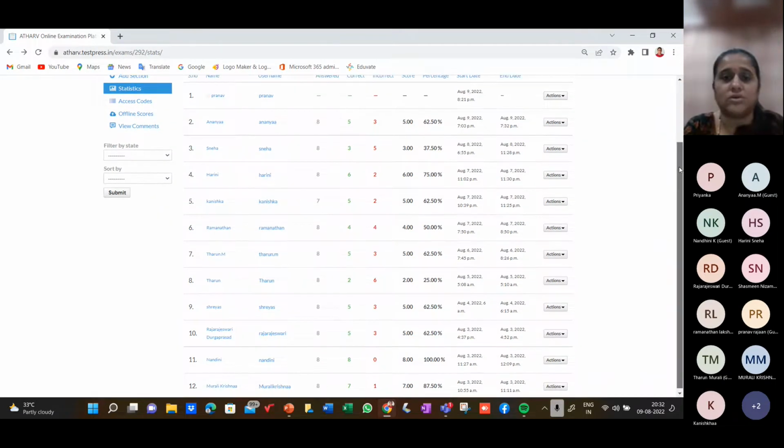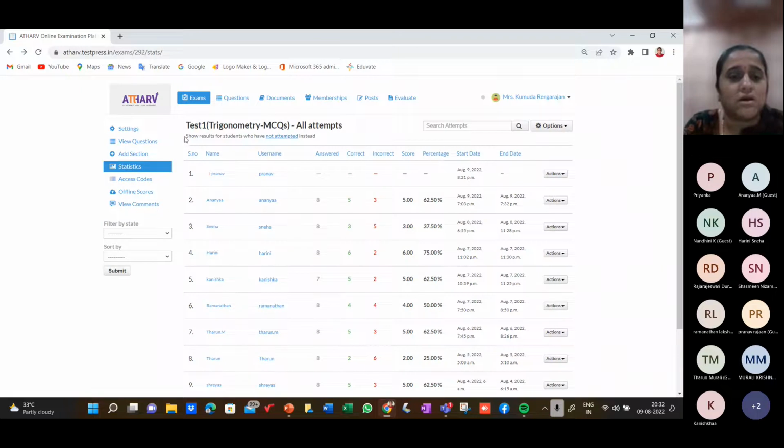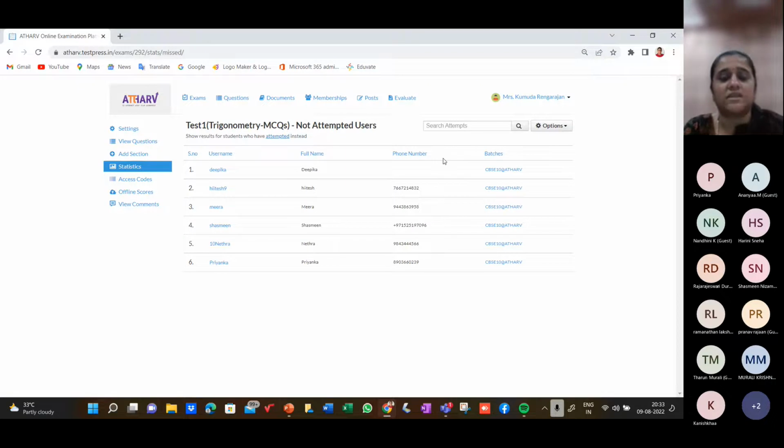So you can see right on top here, I have another option, show results for students who have not attempted instead. Okay, so if I do that, I'll get the list of students who have not attempted. So you can see here, Deepika, Hitesh, Meera, Sashmin, Netra, and for test 1, Priyanka. So these students have not still taken the test. So I can just switch between these 2.